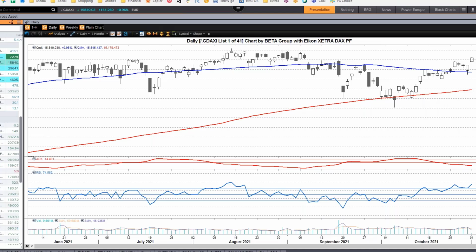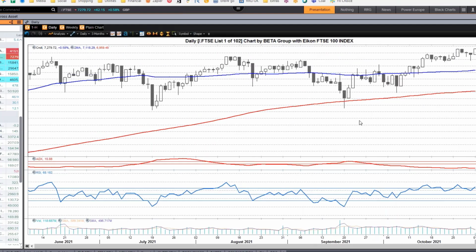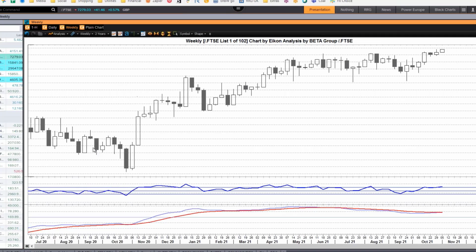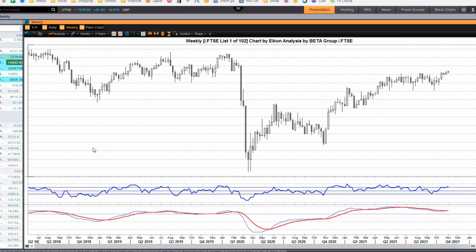But the UK 100, I'm not so sure. Here we go, I saw it. You say, well, it looks okay. It's broken above that resistance, but here's the problem. If I go to the weekly chart here, and I'll show you what's back on the left, it's going to be such a difficult job for the FTSE to go up.